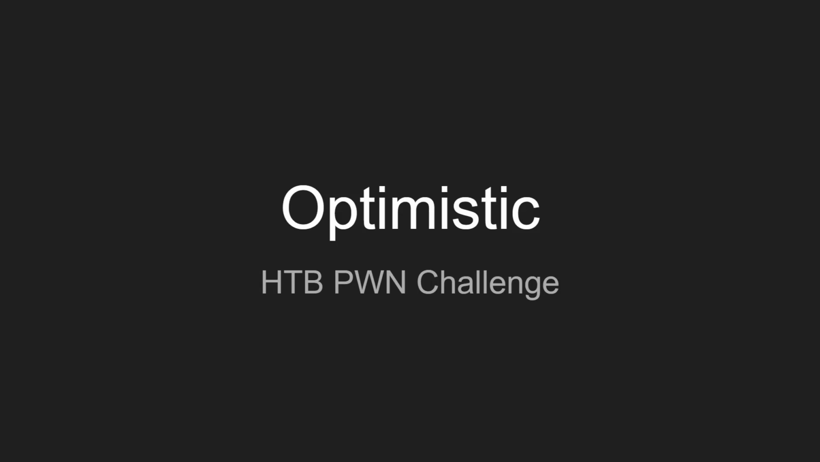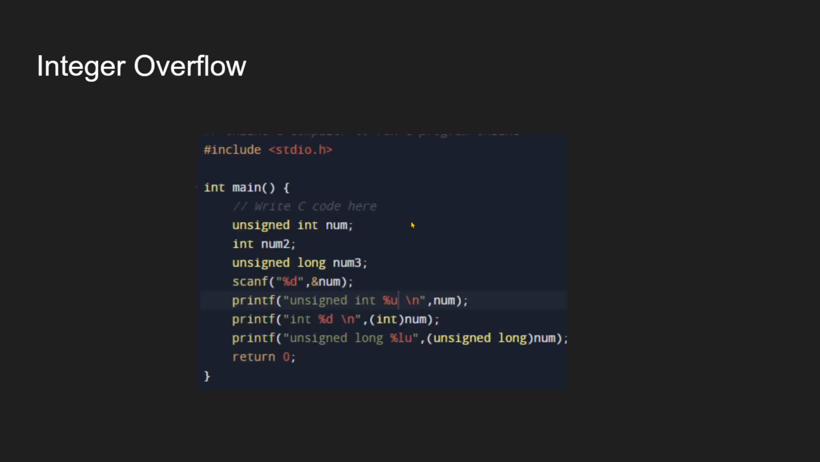Alright then, today's Hack the Box challenge is called Optimistic, which is a Pwn challenge from Hack the Box. So, how to solve this challenge? The main point of this challenge was understanding integer overflow. So, what is integer overflow?